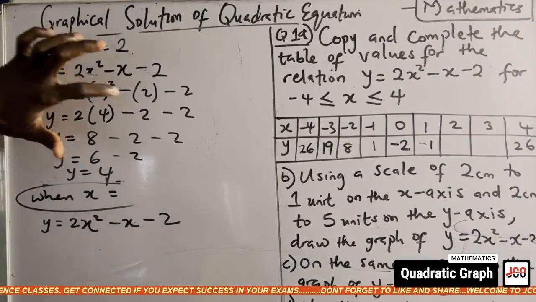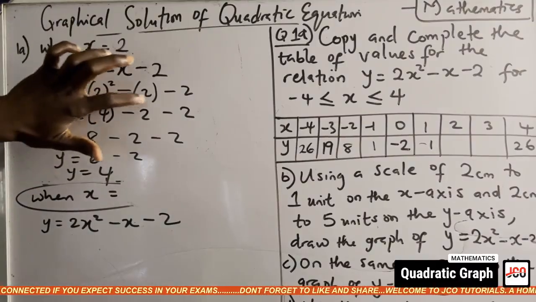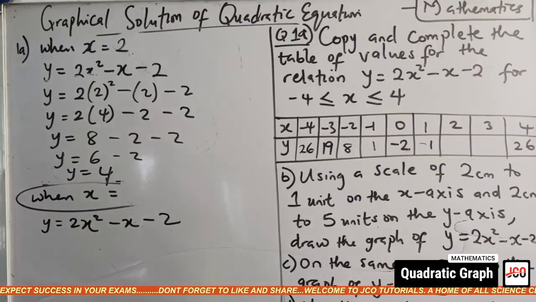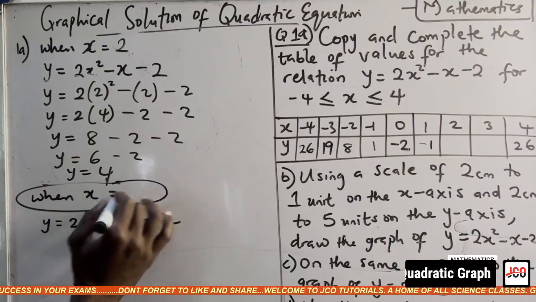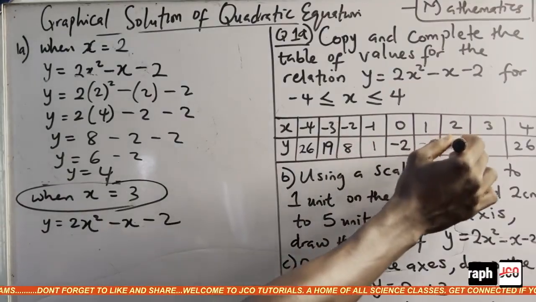X is 2, x is 2. So 2 squared is 4, 4 times 2 is 8, minus 2, minus 2. Yes, this is 4. So the next now is when x is 3. So here we got 4.